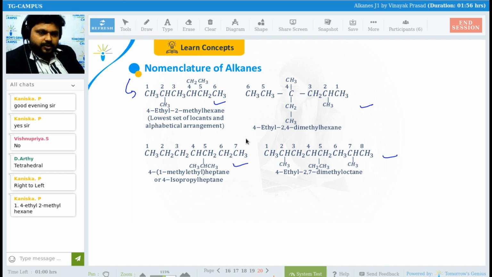4 ethyl, 2 methyl, then hexane. Okay. Second question, Nitara, please write your answer. Guys, everybody please write your answer in the chat section, from the very first to the fourth number. First write your answer, then I will check.